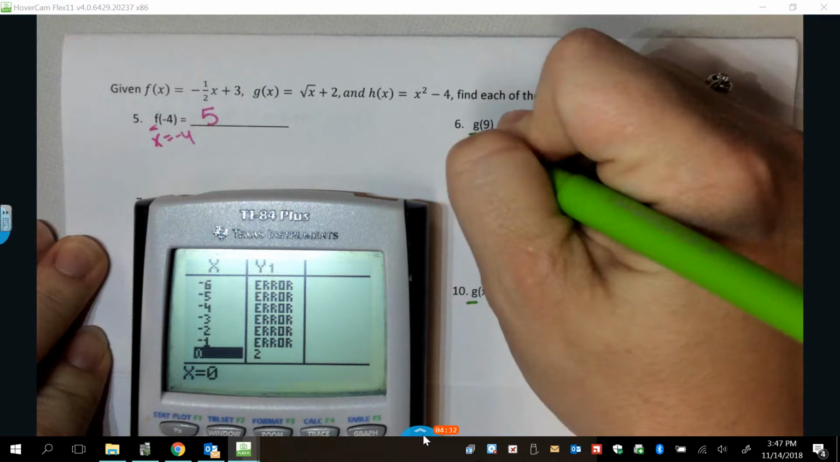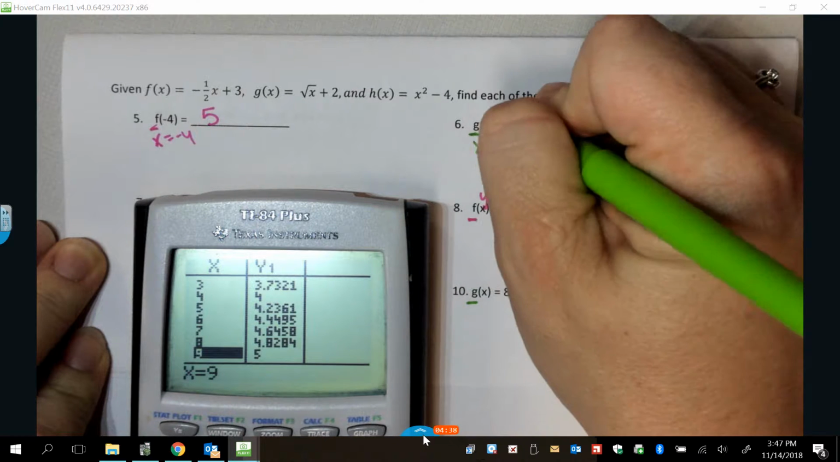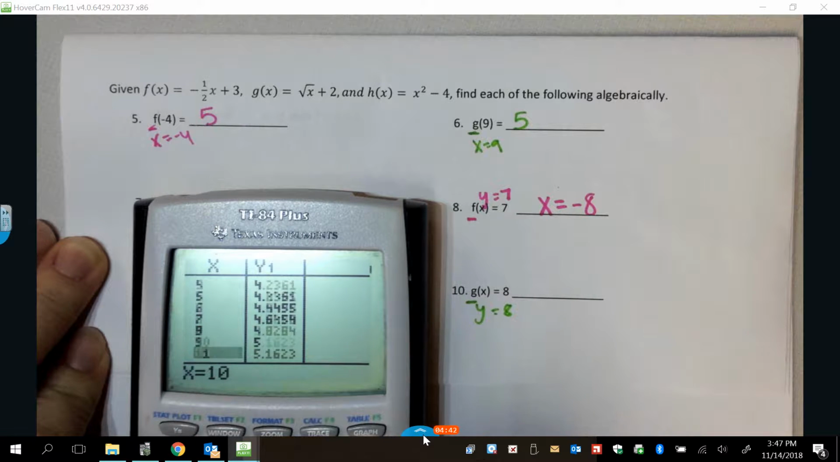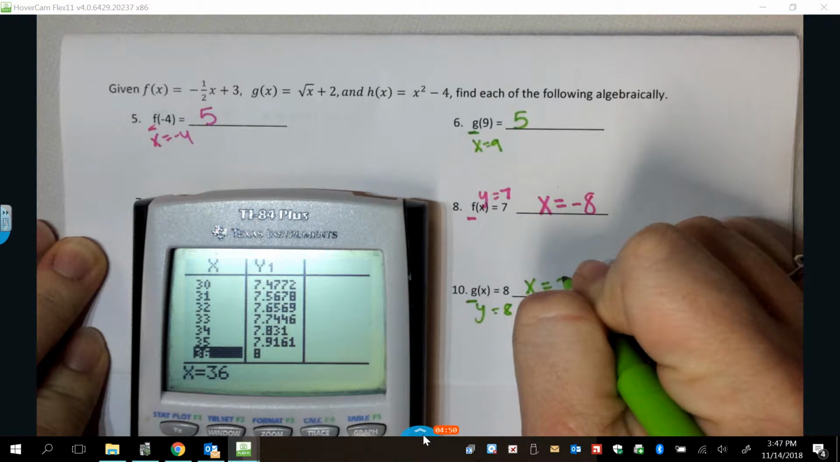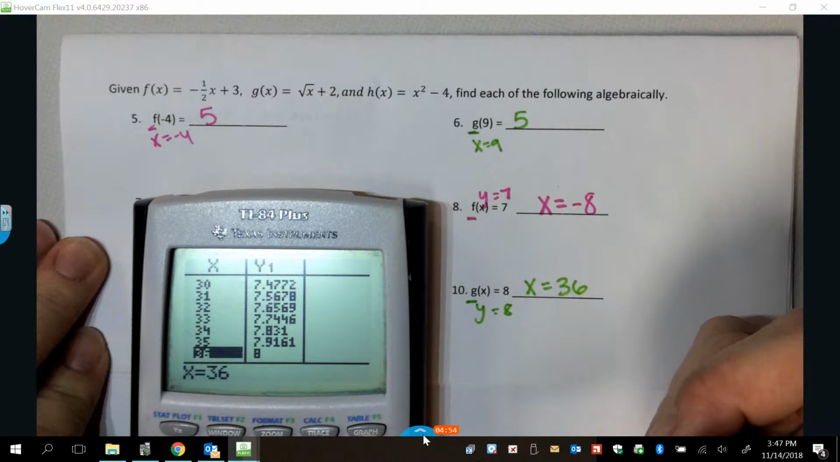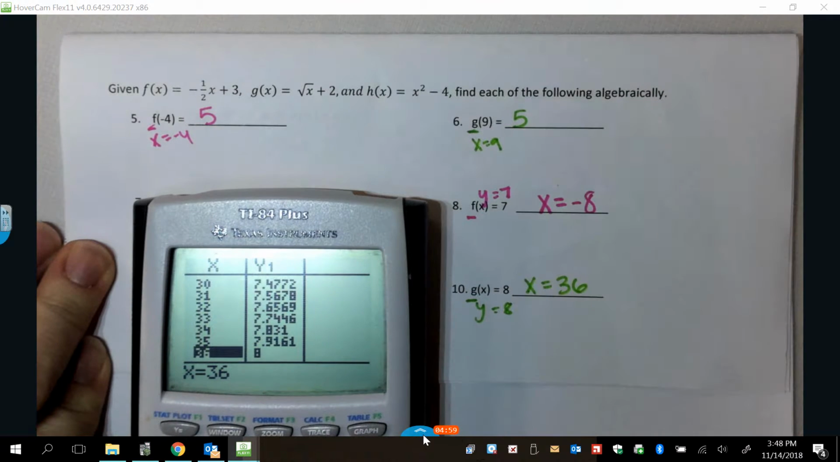So this is x equals 9. So let's go to x is 9. Okay, that is 5. Now this is telling me y equals 8. So let's keep scrolling. 8, so x equals 36. So be careful. I know it says error, and that's okay. It's because you can't do the square root of a negative, but it still works, I promise.